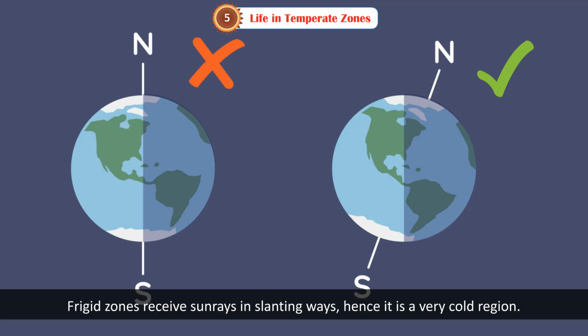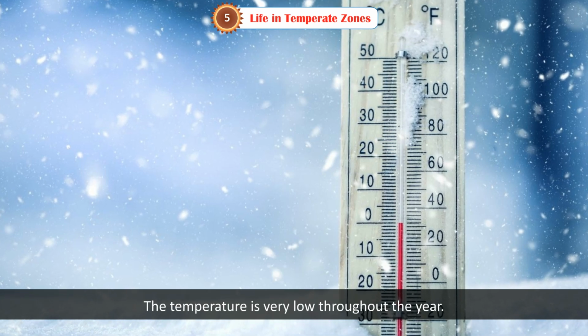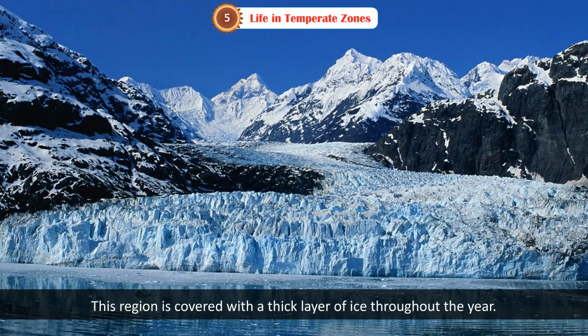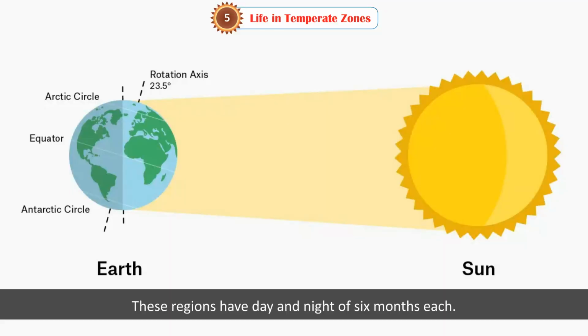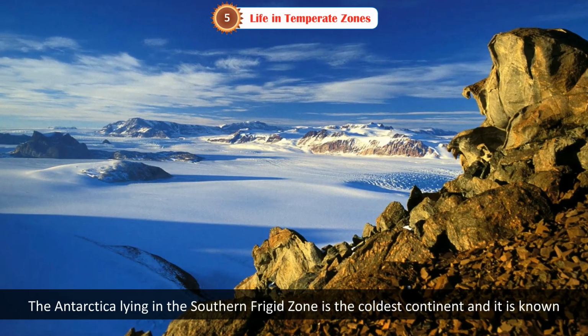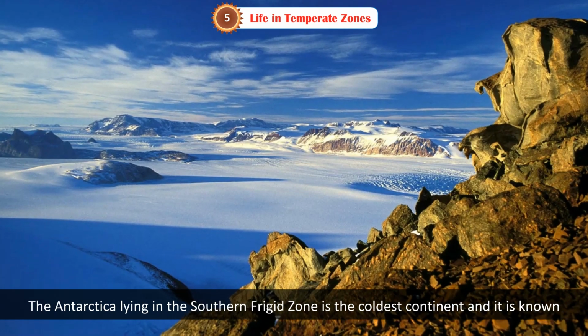Climate. Frigid zone receives sun rays in slanting ways, hence it is a very cold region. The temperature is very low throughout the year. This region is covered with a thick layer of ice throughout the year. These regions have day and night of 6 months each. The Antarctica lying in the southern frigid zone is the coldest continent and it is known as the frozen continent.